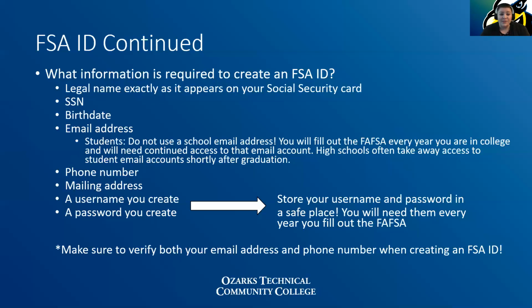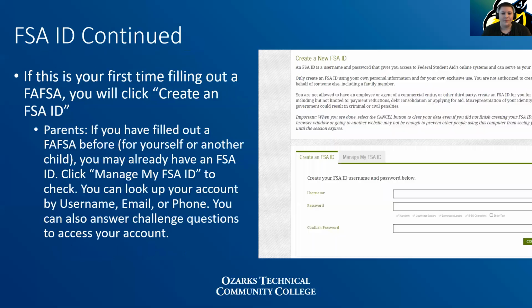you'll want to store those in a safe place. You'll need them every single year that you fill out the FAFSA, so it's very important that you hang on to that information. And you'll also want to make sure to verify both your email address and phone number when creating an FSA ID. It's going to send you a text message, you'll verify that you received it, or an email, and go through that way as well. Those will give you alternate ways that you can retrieve your username and password should you happen to lose it. So you definitely want to verify that information.